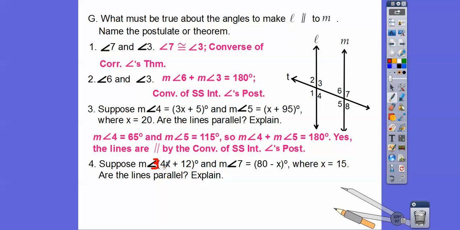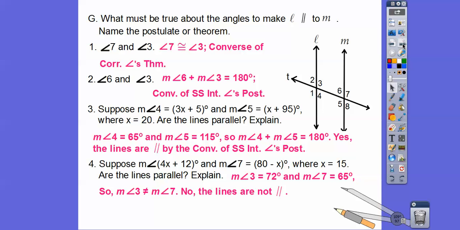Suppose the measure of angle 3 equals 4x plus 5, and 7 equals 80 minus x, where x is 15. So 3 and 7, these guys are corresponding angles. Now, they're corresponding angles no matter what. If they're equal, then the lines are parallel. So let's plug in 15 right here. 4 times 15 is 60. 60 plus 5 is 65. Over here, when we plug in 15, 80 minus 15 is 65. I'm going to say no because they're not congruent to each other. They've got to be congruent to each other to make those lines parallel.